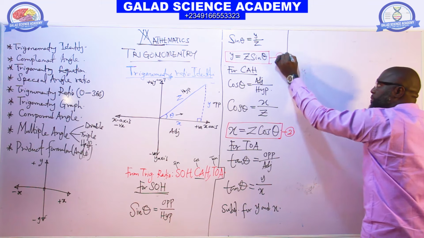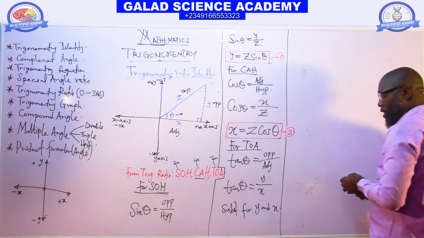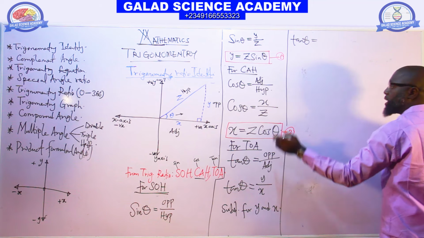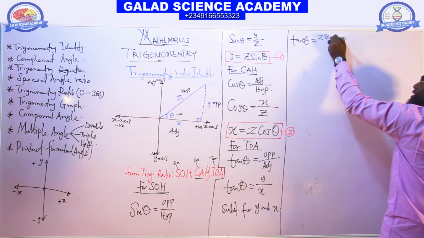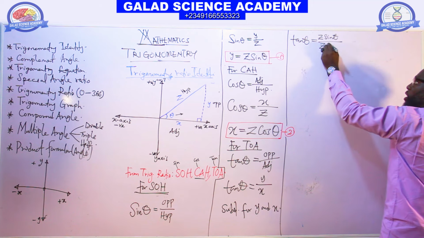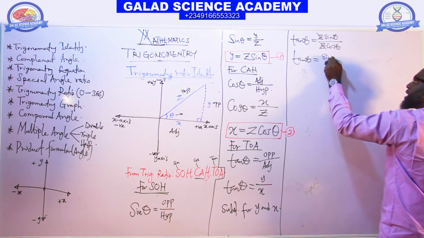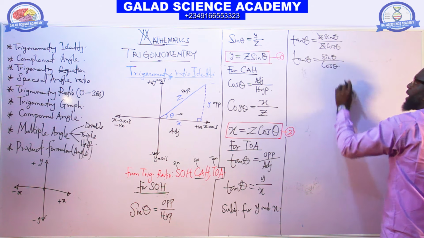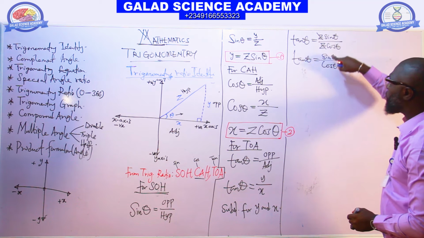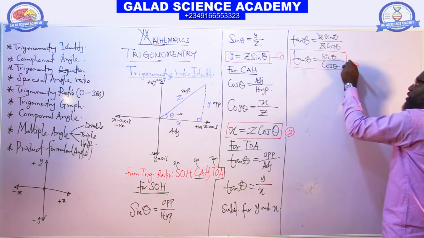What do we have next? We have tan theta equal to y, which is z sine theta, over x, which is z cos theta. The z cancels out. You now have tan theta equal to sine theta over cos theta. So we arrive at tan theta equal to sine theta over cos theta. That will be equation 3.